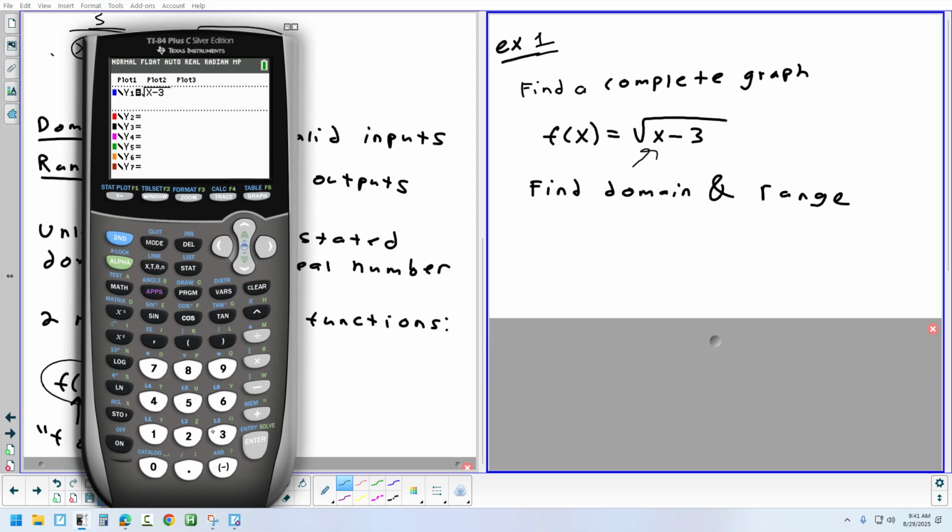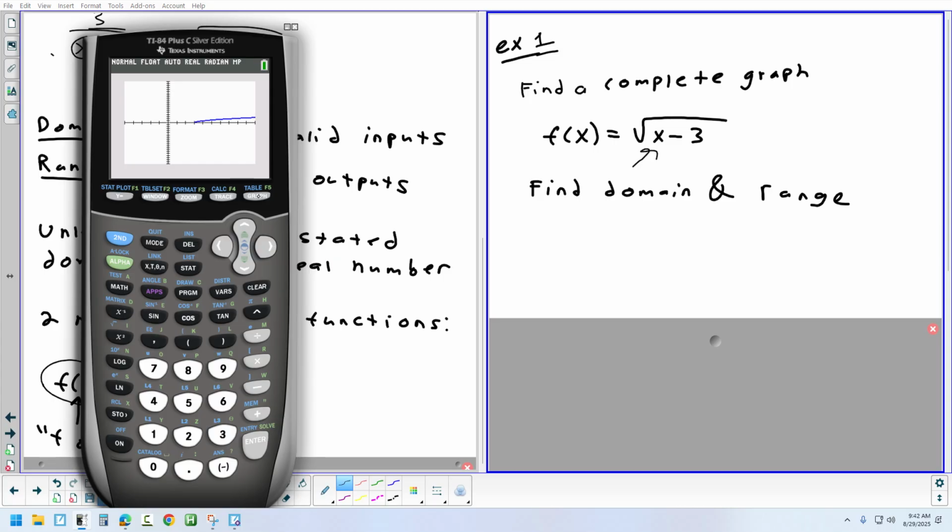Okay, and Emma just told us that the domain is any number from 3 and up. So I'm going to go to my window. I could leave it at -5. That's fine. I want to make sure that I can see 3, and I went past it. I'd like my x max a little higher, though. Let's put it back at 10. Let's hit graph and see what we have for a picture.